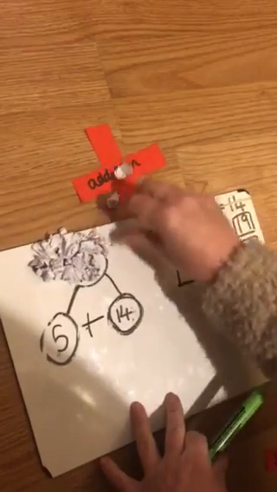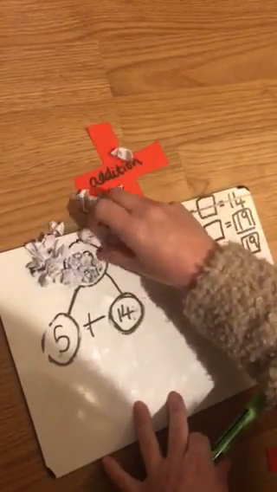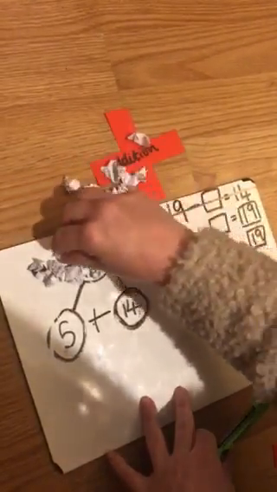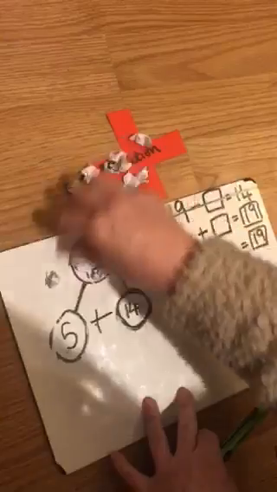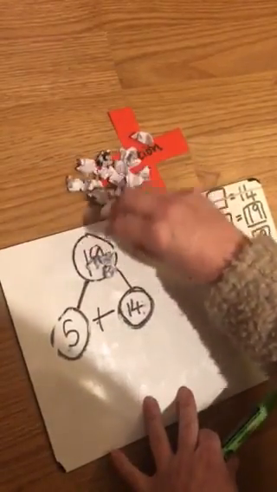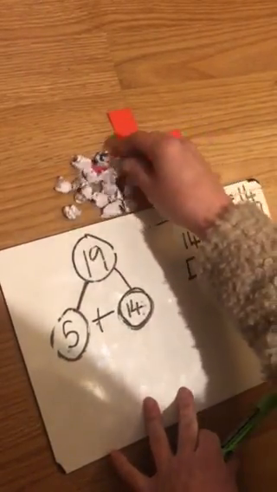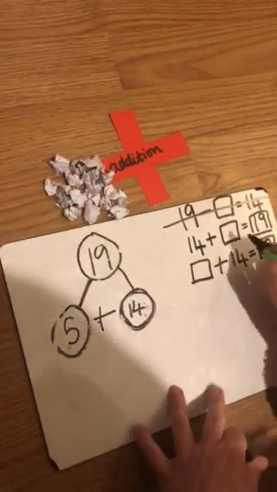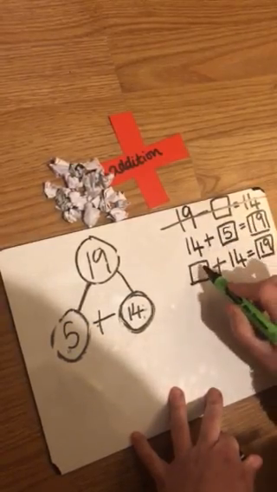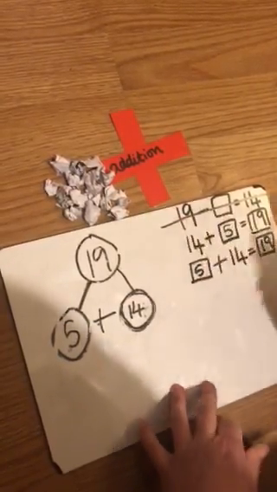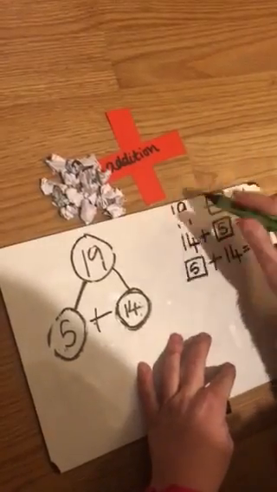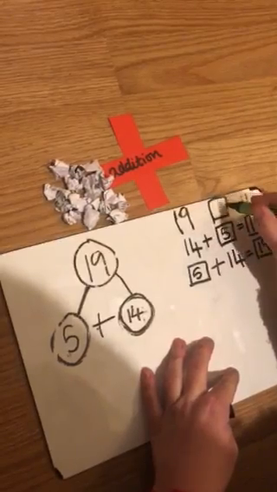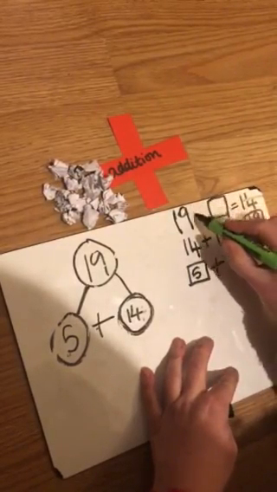Okay, 1, 2, 3, 4, 5, 6, 7, 8, 9, 10, 11, 12, 13, 14, 15, 16, 17, 18, 19. So 14 add 5 gives us 19. So our missing number is going to be 5. So instead of working that out as a subtraction, we worked it out as an addition number sentence instead, but we still worked out what the missing number was.